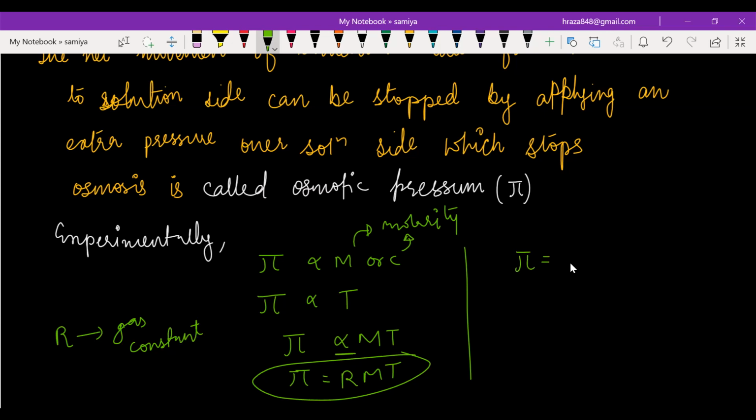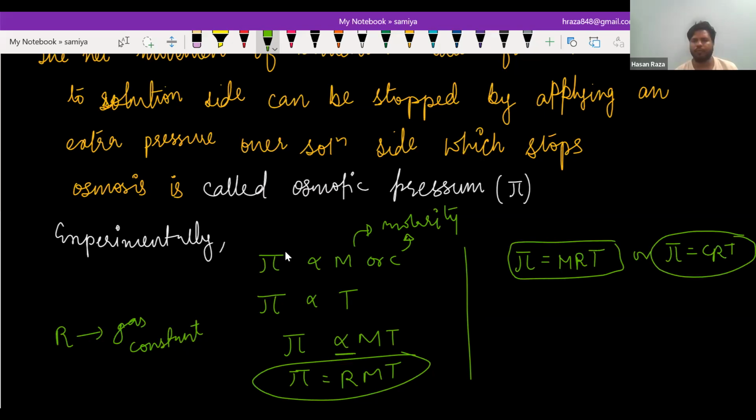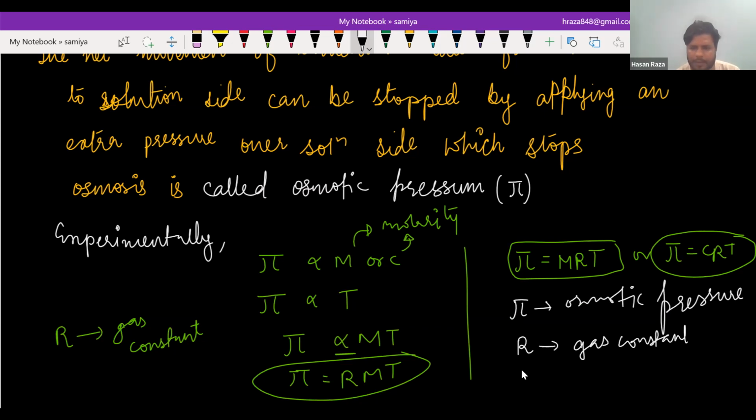So pi will be equal to MRT, or you can also write pi is equal to CRT. In some books, it is denoted by C. So we got a formula here. Pi is osmotic pressure. R is for gas constant. T is for temperature. And M or C for molarity.